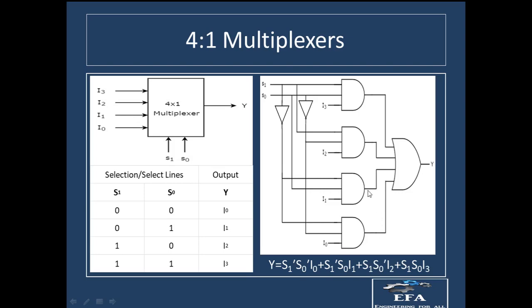Sorry, at this point we will be having S1 complement, S naught complement, I naught. At this point we will be having S1 complement, S naught, I1. Here we will be having S1 S naught complement I2, and here we will be having S1 S naught I3. All these outputs which we get from these AND gates will be passed through this OR gate, and ultimately we will be having the output.